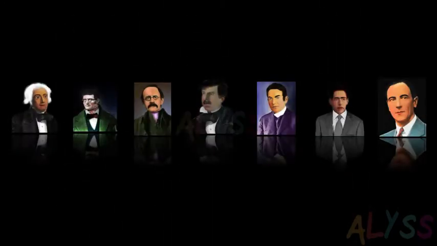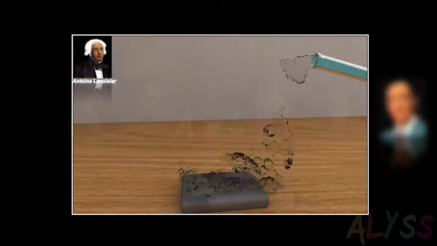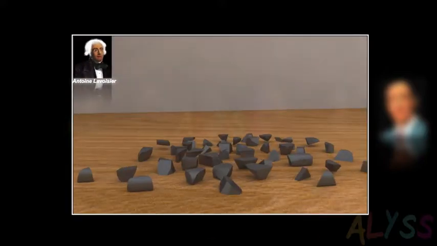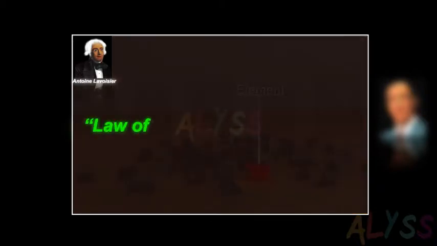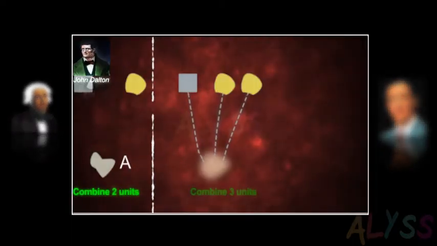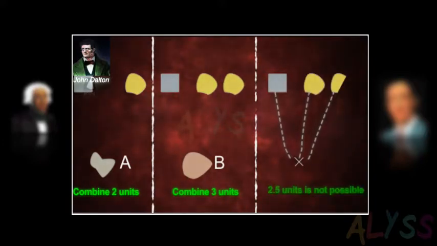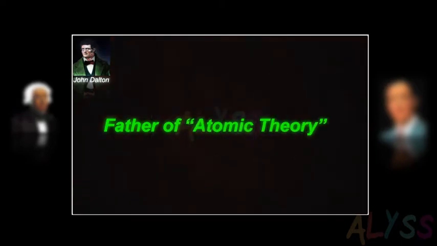Summary of events. Antoine Lavoisier, in 1789, first found that all matter is made up of elements and gave the law of conservation of mass. John Dalton, father of atomic theory.